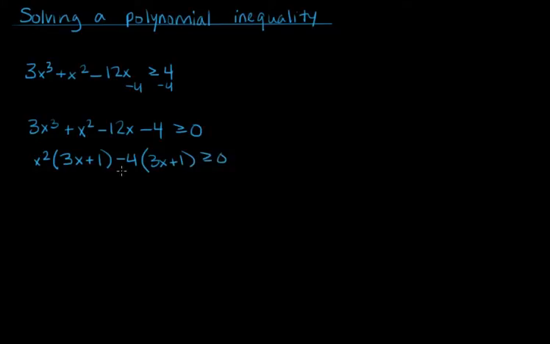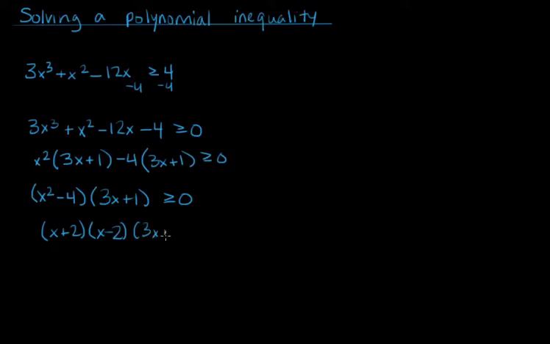Then when I put this together, remember I'm undoing the distributive property here, so I'll get x squared minus 4 times 3x plus 1 is greater than or equal to 0. And then I can factor this into x plus 2 times x minus 2 times 3x plus 1 is greater than or equal to 0.